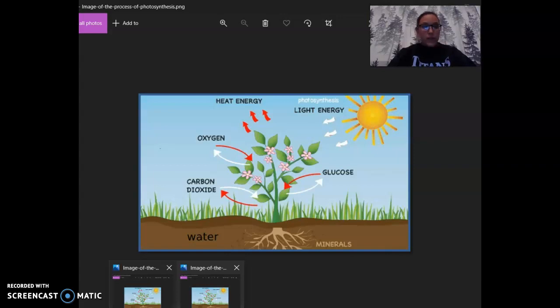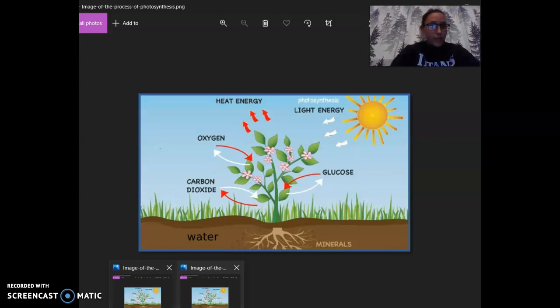Photosynthesis is considered anabolic. So in this photo here, you'll see that you have your minerals in the soil and your water, and then you have your sun and your light energy, which makes your glucose and your carbon dioxide, which turns into oxygen, releasing your heat energy.